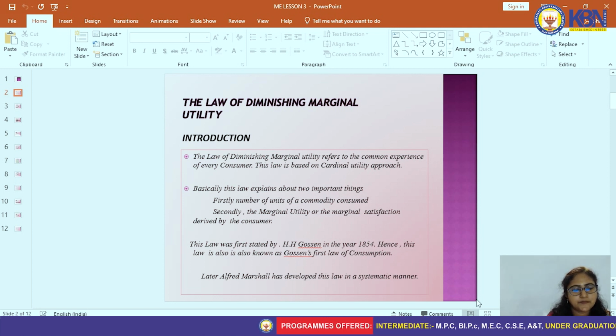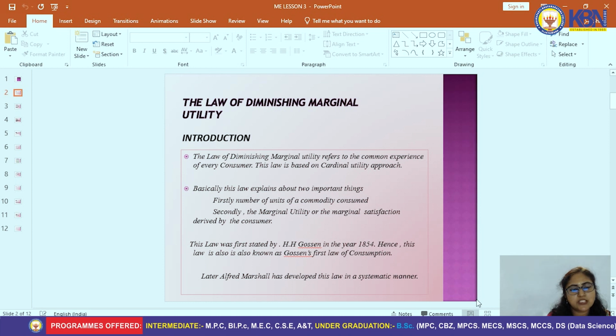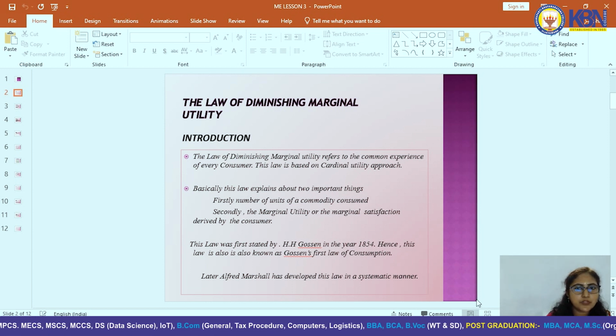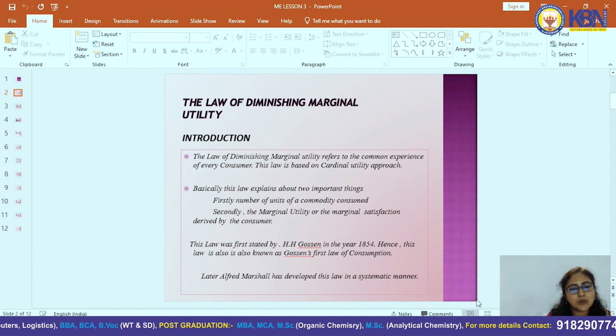When it comes to the introduction part, the law of diminishing marginal utility refers to the common experience of every consumer, just like you and me. This law is based on the cardinal utility approach. Basically, this law explains two important things. The very first one is the number of units of a commodity consumed by the consumer, and secondly the marginal utility, or the additional satisfaction, otherwise called marginal satisfaction, derived by the consumer.